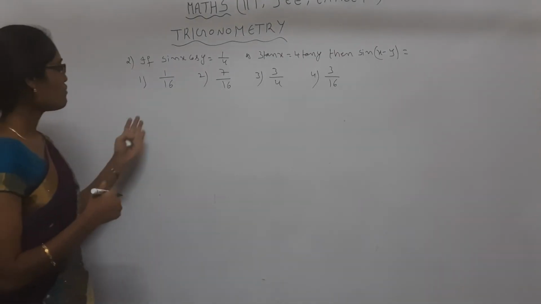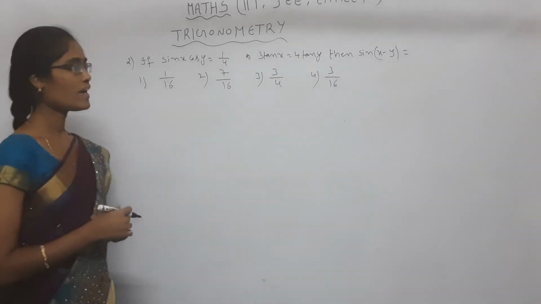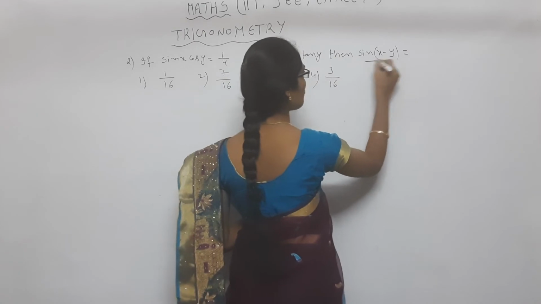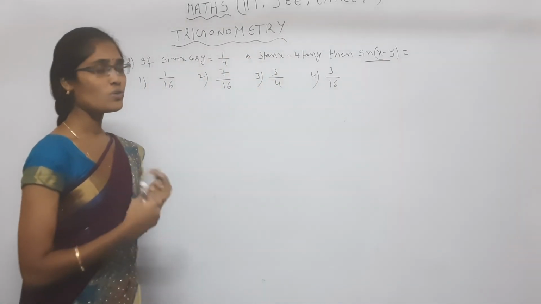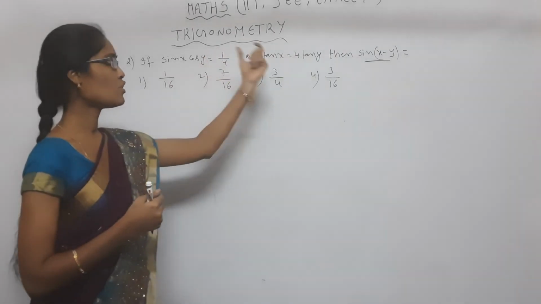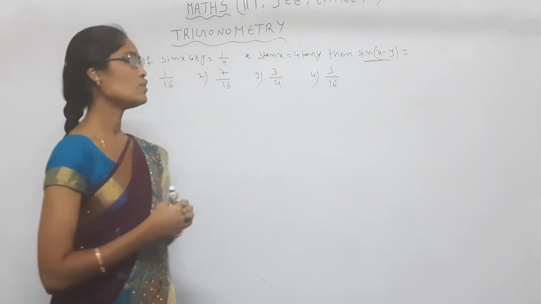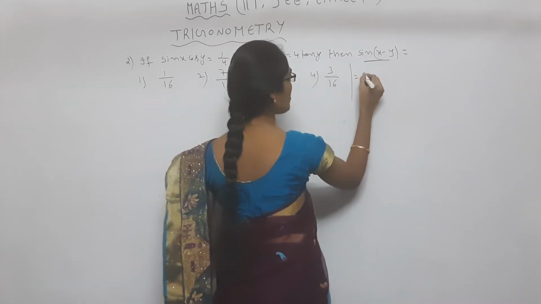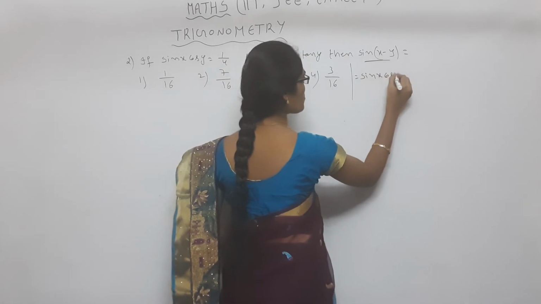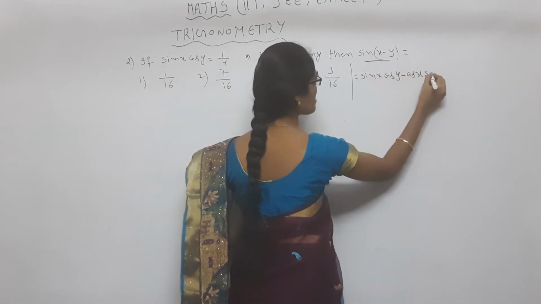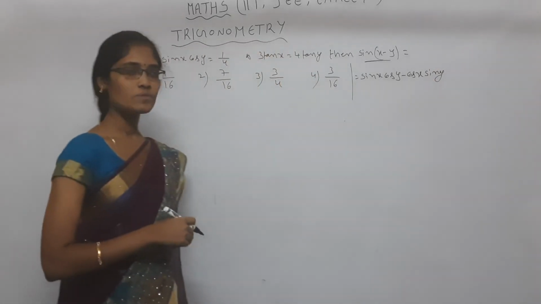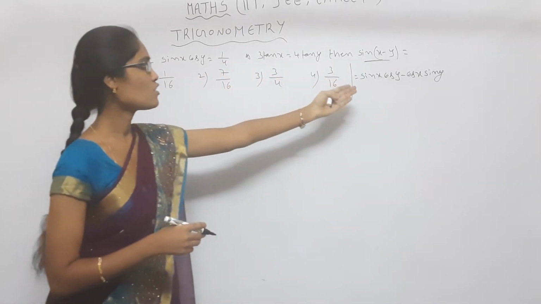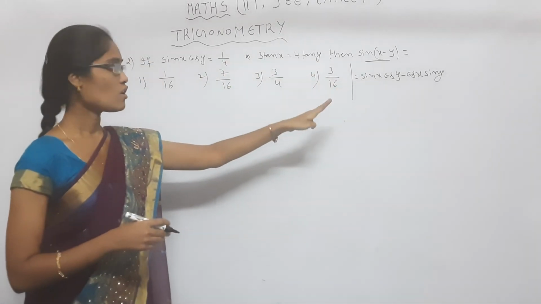So the next question: if sin x cos y is equal to 1 by 4 and 3 tan x is equal to 4 tan y, then find sin of x minus y. So what you have to find using these conditions is the sin of x minus y value. Okay. What is the formula of sin of x minus y, sin of A minus B? Sin of A minus B is sin x cos y minus cos x sin y. Okay, so the sin x cos y value is already there, 1 by 4, but what you want is cos x into sin y value. Okay. Cos x into sin y.